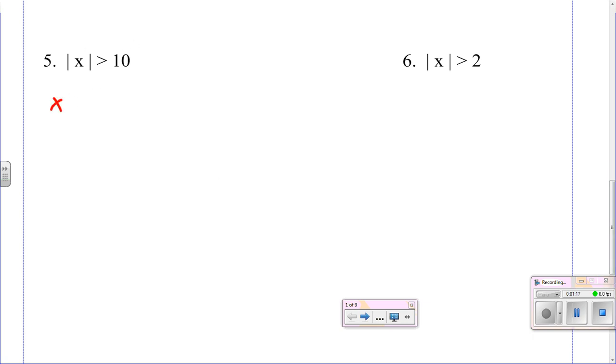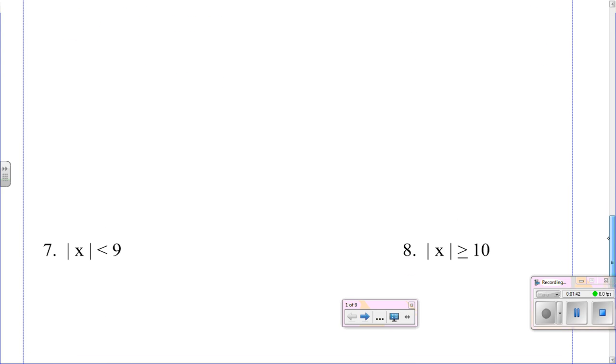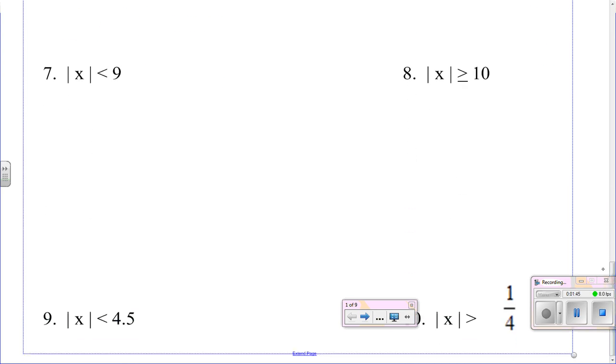Absolute value greater than 10. It's going to be 10, or, because it's greater, x is less than negative 10. Number 6, x is greater than 2 or x is less than negative 2. Number 7, x is less than 9. It's a less than, so x is bigger than negative 9. Remember, the sign equals the bigger number.